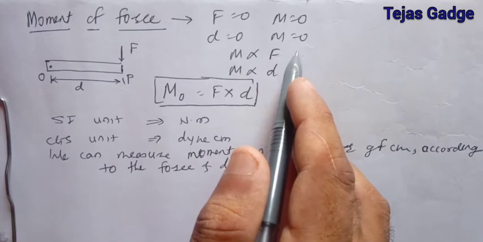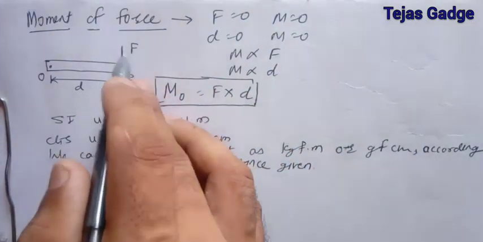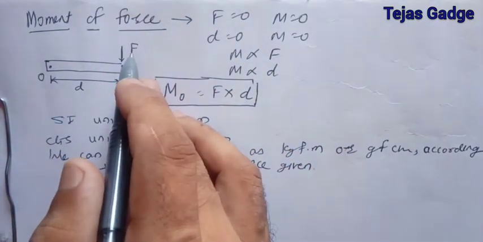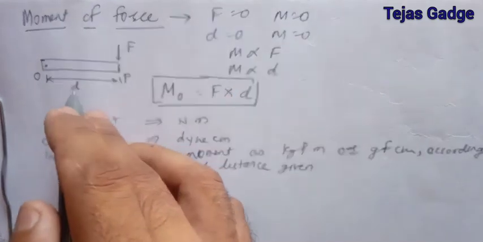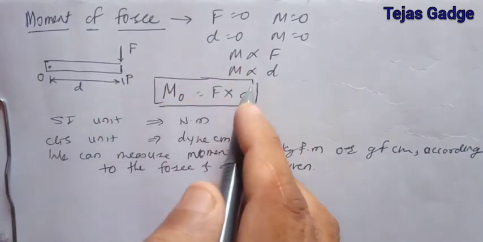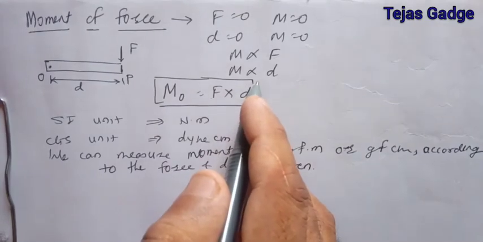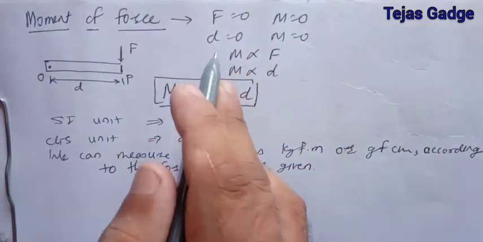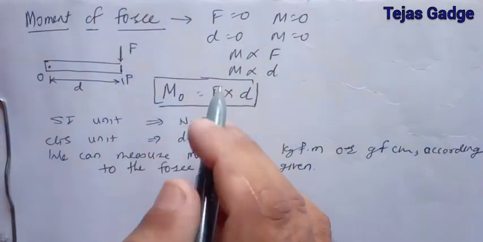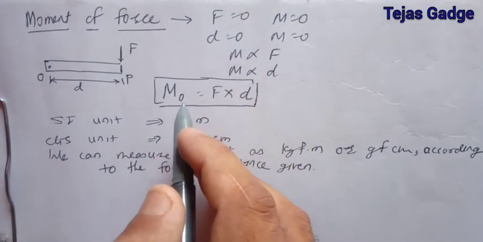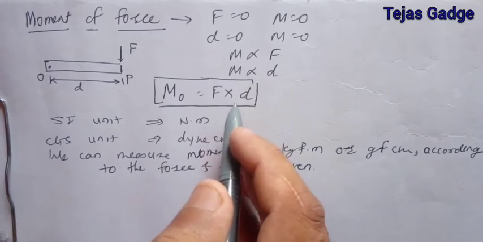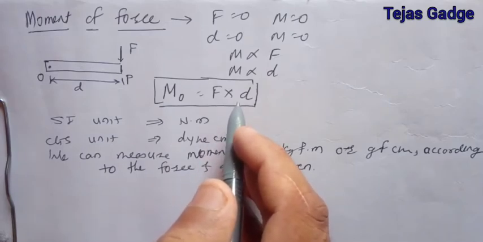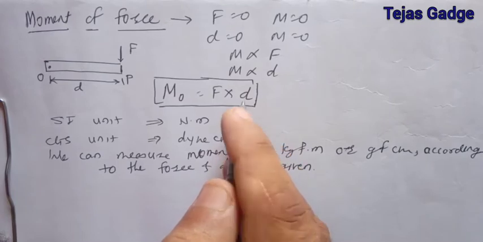Next case we have seen that whenever the magnitude of a force increases, the moment increases. And last case, whenever the distance from the pivot increases, the moment also increases. So by considering all these four parameters, we can check our equation that moment of force about point O is equal to magnitude of force multiplied by distance from the pivot. Is it right? So this is our formula for the moment of force.